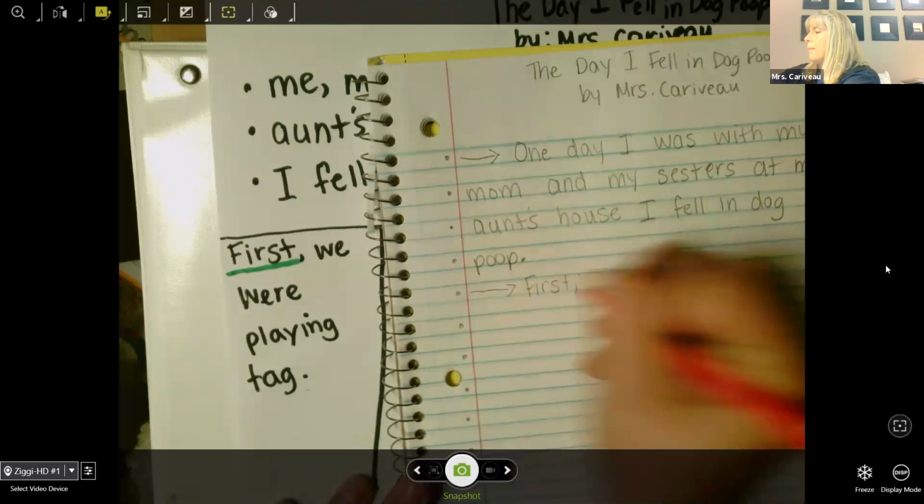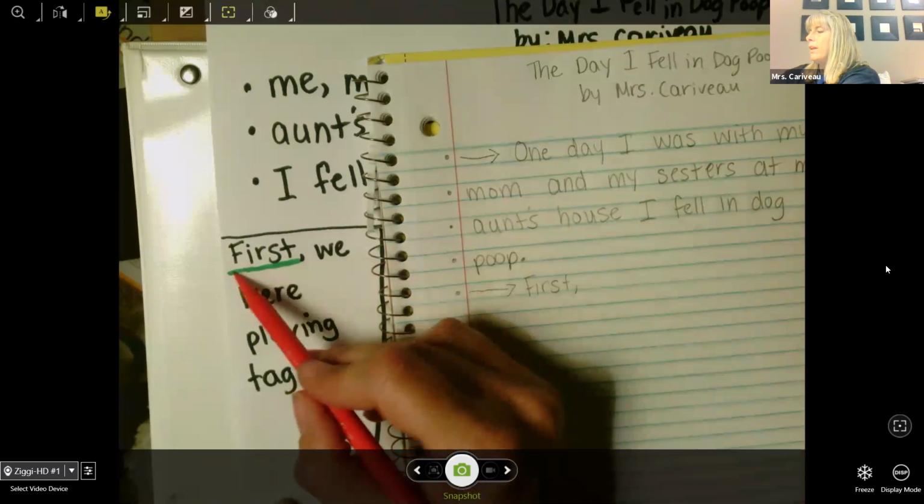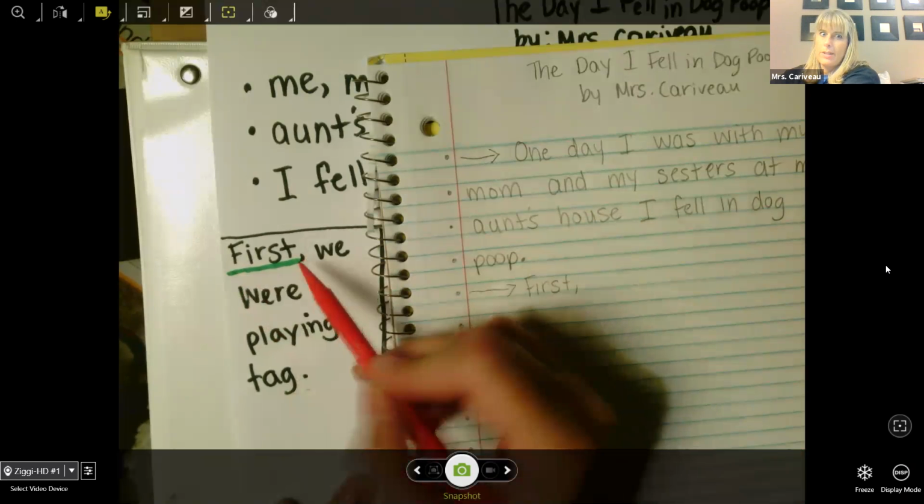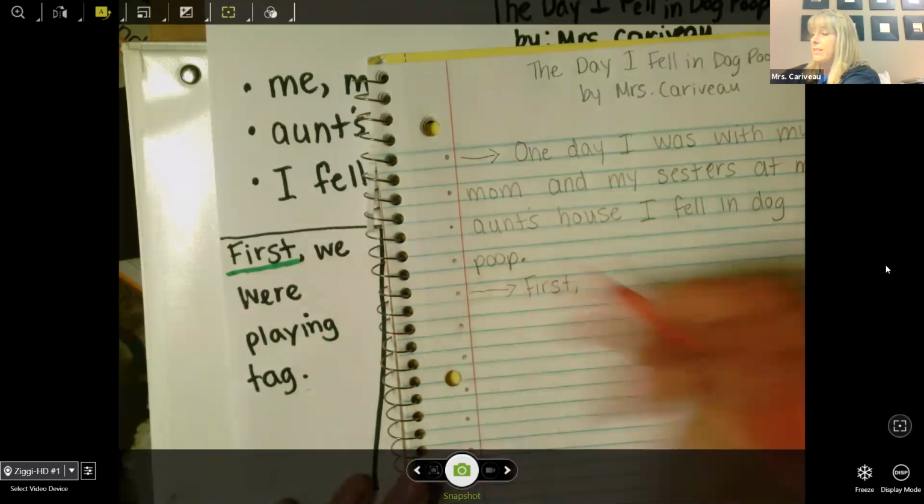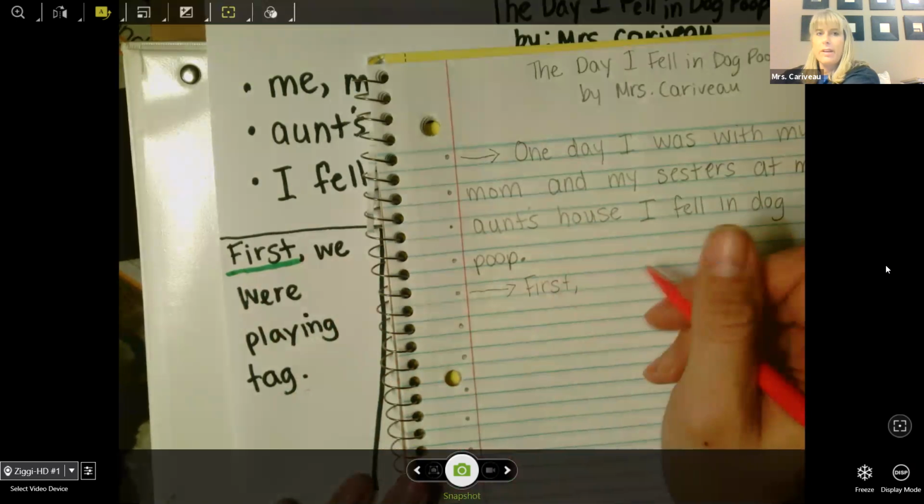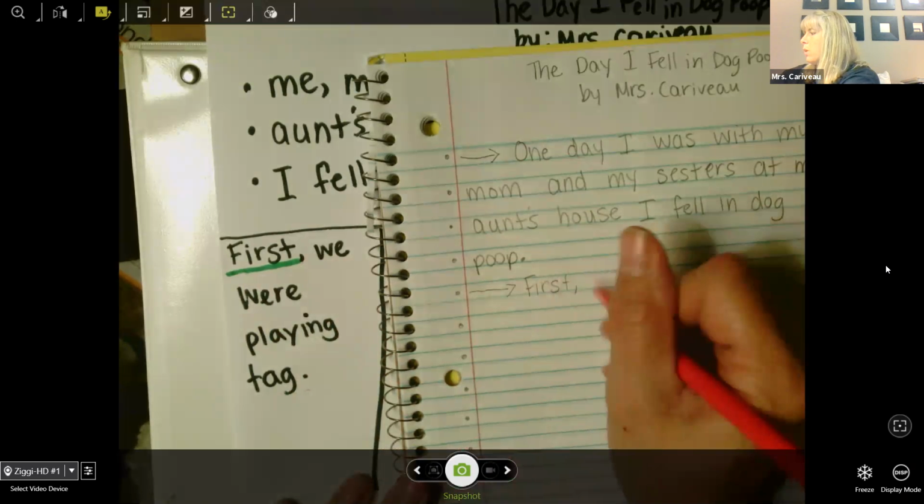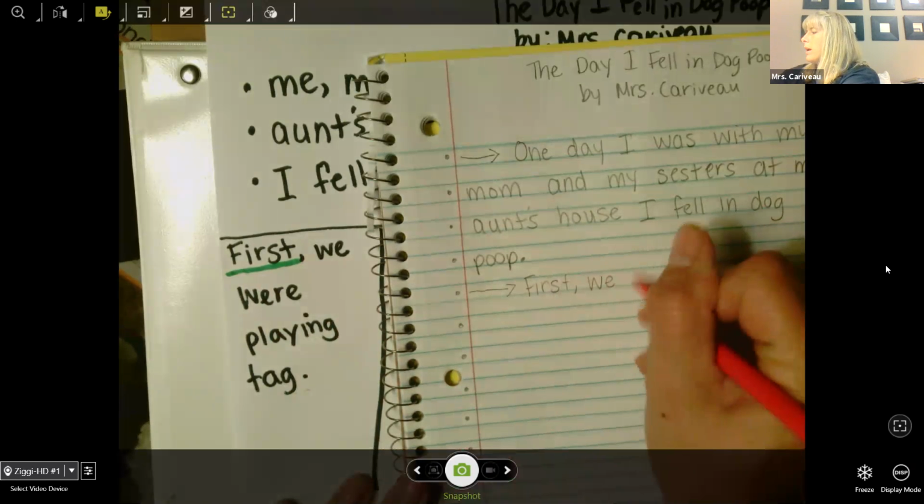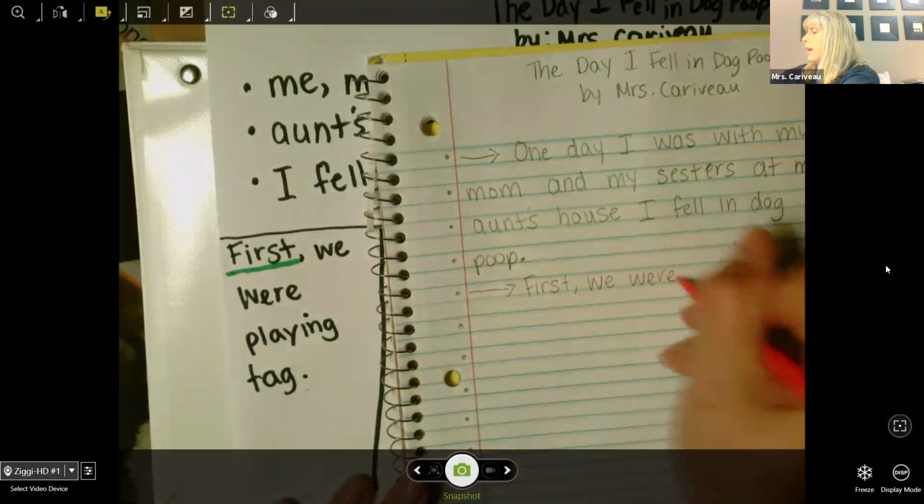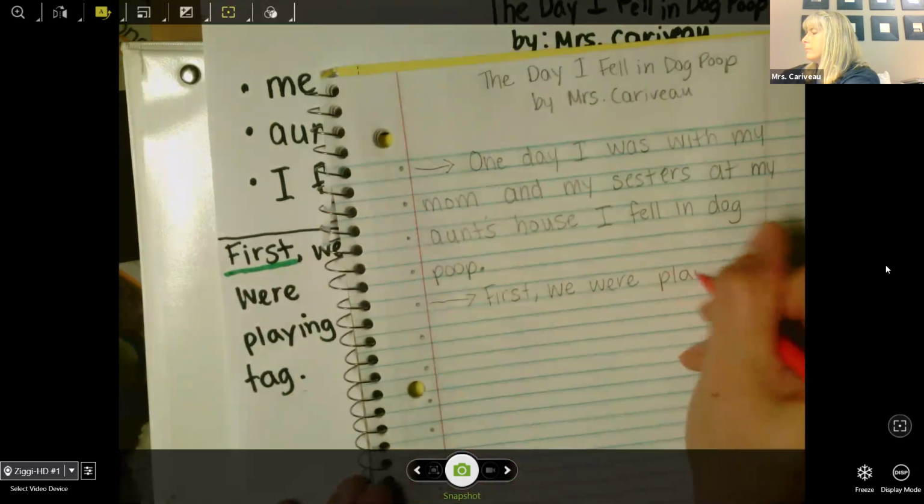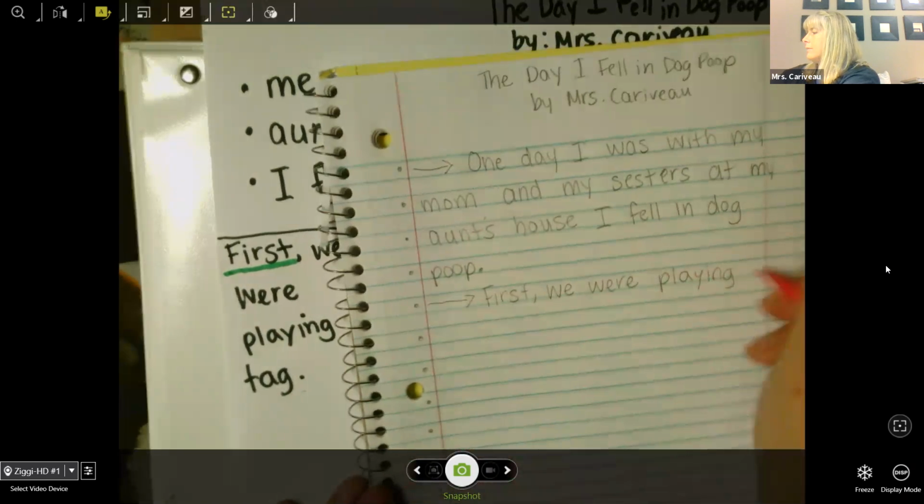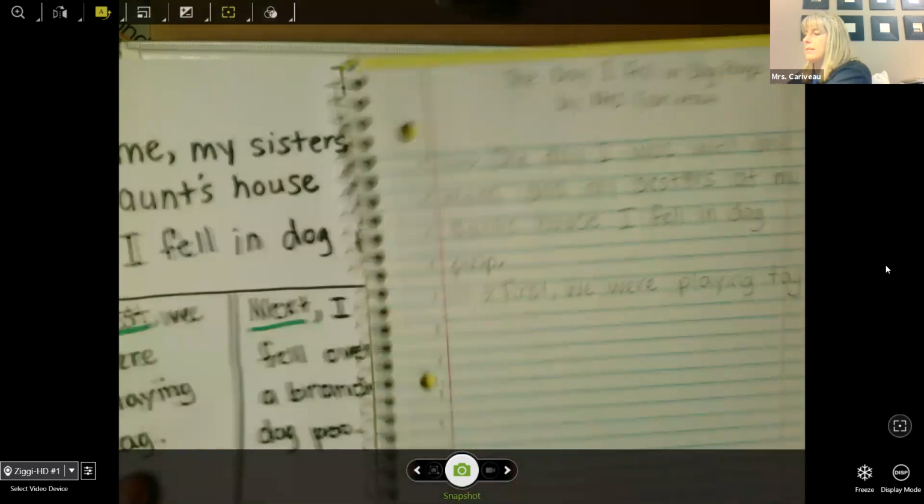First, comma. Oh, look at that. I underlined it in green and that'll come in handy when it's time to edit because that is a transition word. First, next, then, last. Those are our transition words. First, we were playing tag. So I'm just writing exactly what I wrote there because that was a sentence.